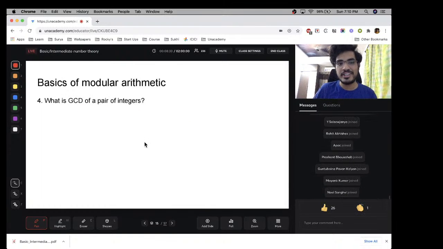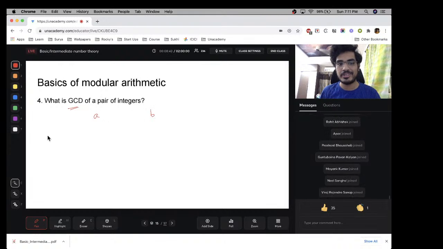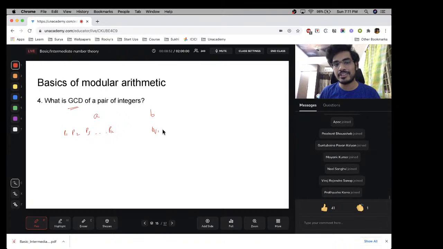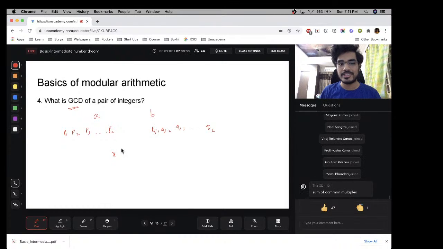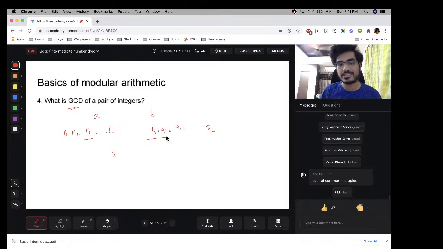So what is GCD of a pair of integers? GCD is the greatest common divisor of a pair of integers. Like you have a, you have b, you have p1, p2, p3, and so on up to pk, the divisors of a, and q1, q2, q3, and so on up to ql, the divisors of b. The divisor x which is present in both sets, the largest such x is called the GCD.